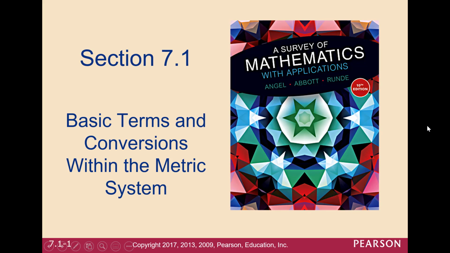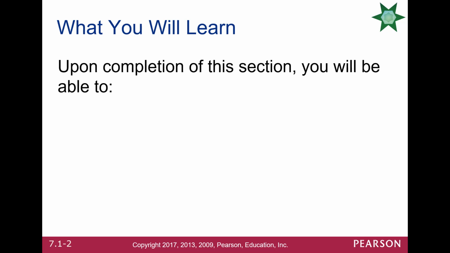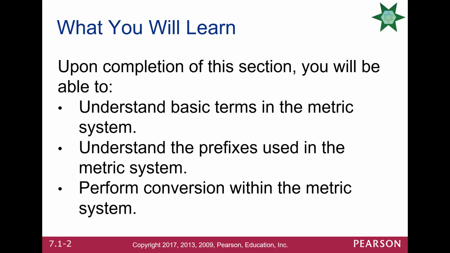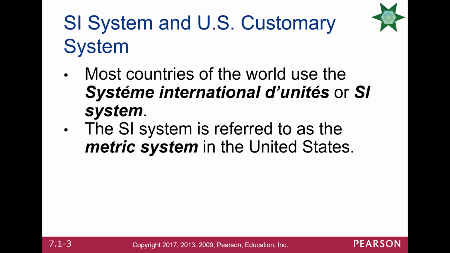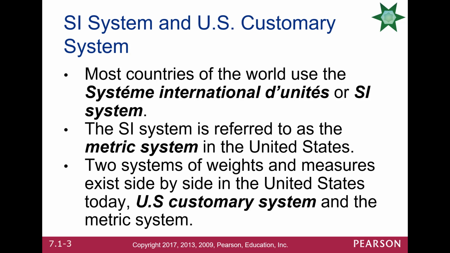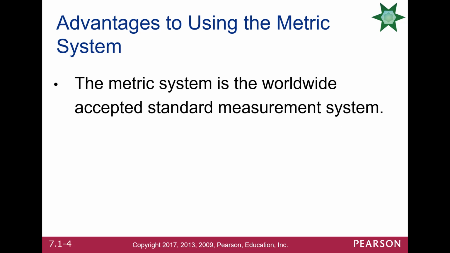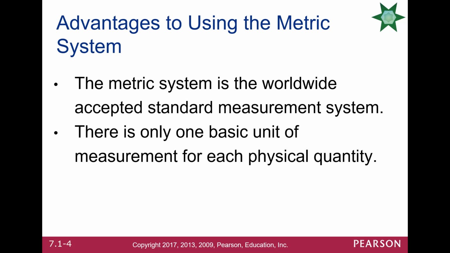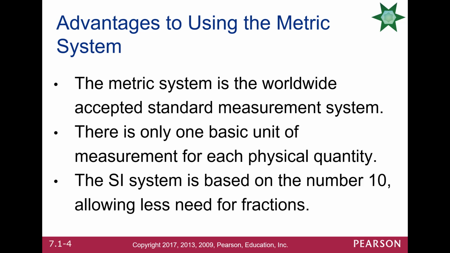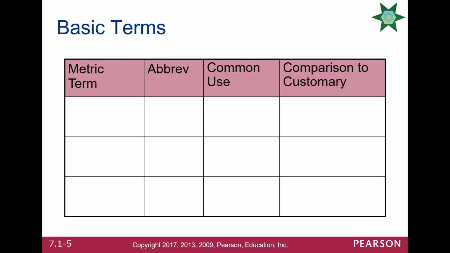Welcome. We're going to take a quick look at Section 7.1, Basic Terms and Conversions within the Metric System. Most countries in the world use the standard system, or what we call the metric system. We still use what we call the U.S. customary system, so we're going to see both of those in this chapter. The advantage to the metric system is that it is worldwide. There's only one basic unit of measurement for each quantity, and everything's based on powers of 10.